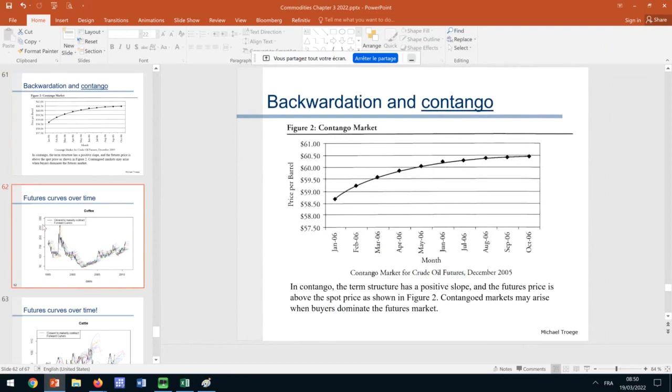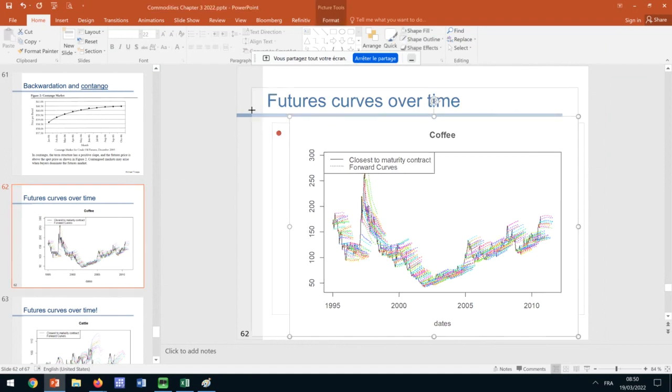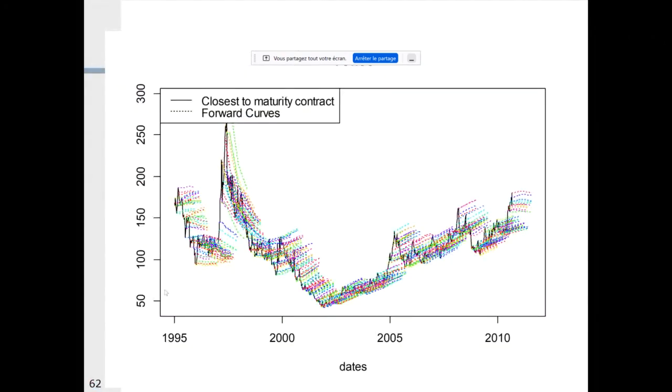Now, how do futures curves typically look, and how do they change? Here I've plotted quite interesting graphs, where I hope you can see this. I will maybe blow it up. Where we have the spot curve. No, it's the nearby. So it's not the spot, but it's almost the spot price. The black line is this nearby contract, and then we have the forward curves in different colors here, so that we can see what they look like.